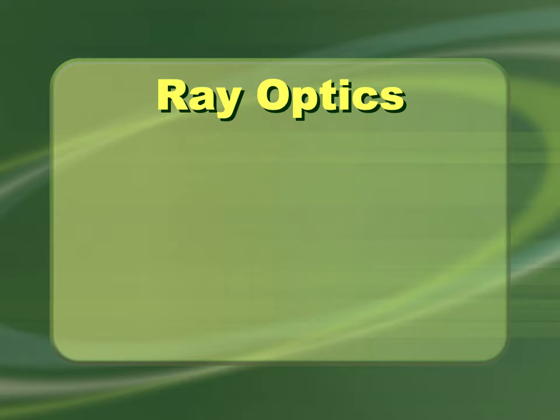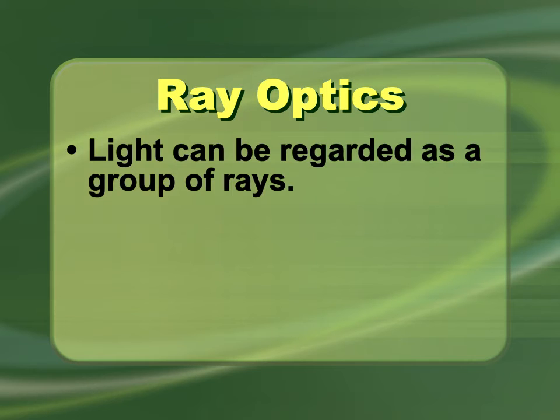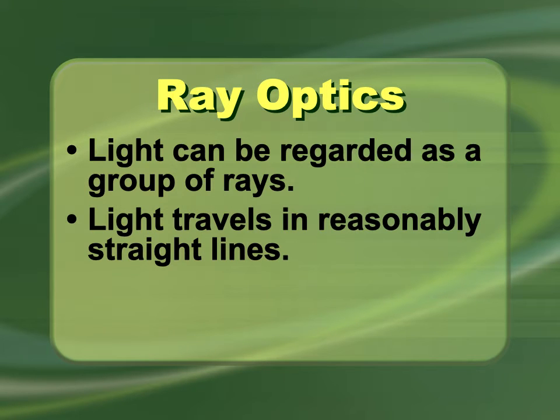So first of all, what they call ray optics. Now, we talked about the idea in the first part of this chapter that light is a wave or a wave packet, but it also can be viewed as rays because light travels in reasonably straight lines. So you can draw light as a ray of light, like a light source, as lots of rays of light. And light will travel in reasonably straight lines.